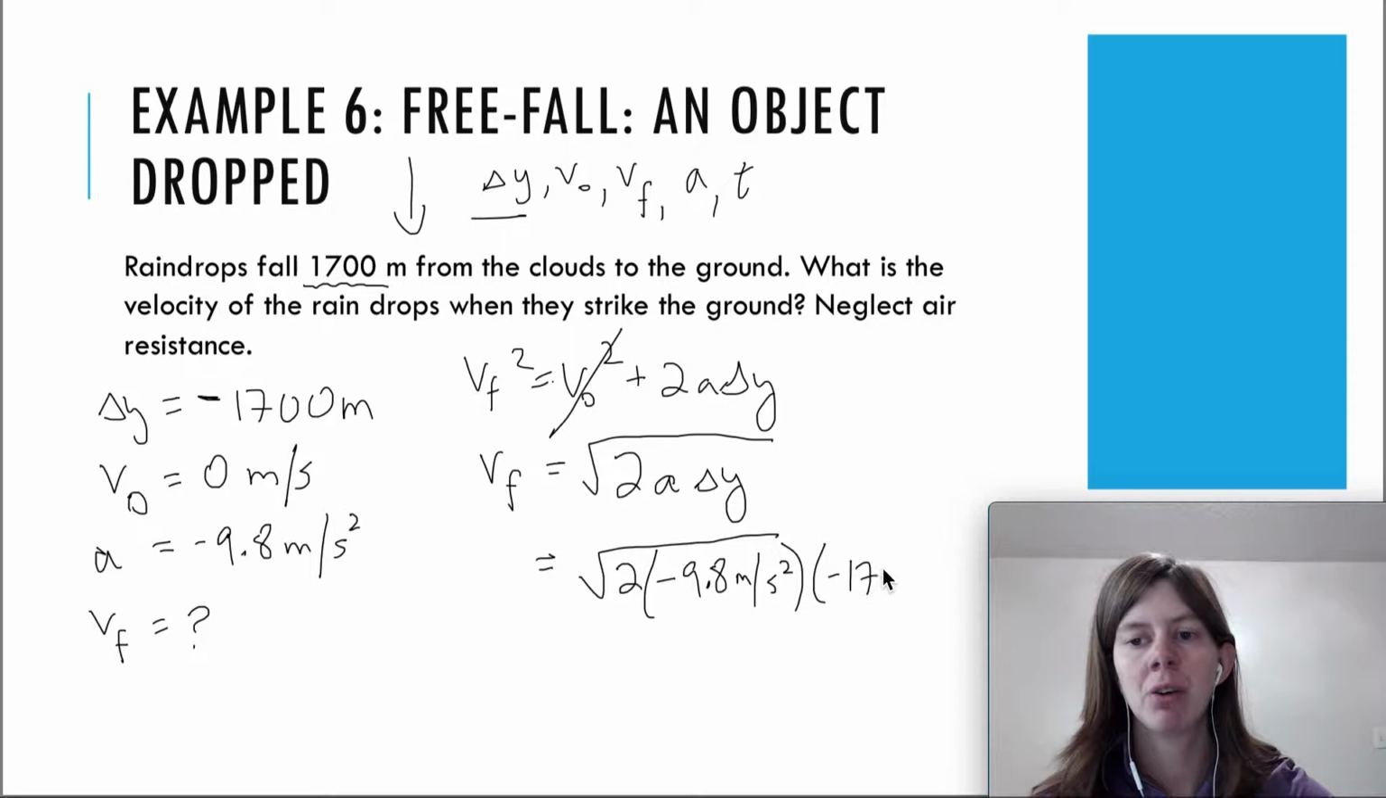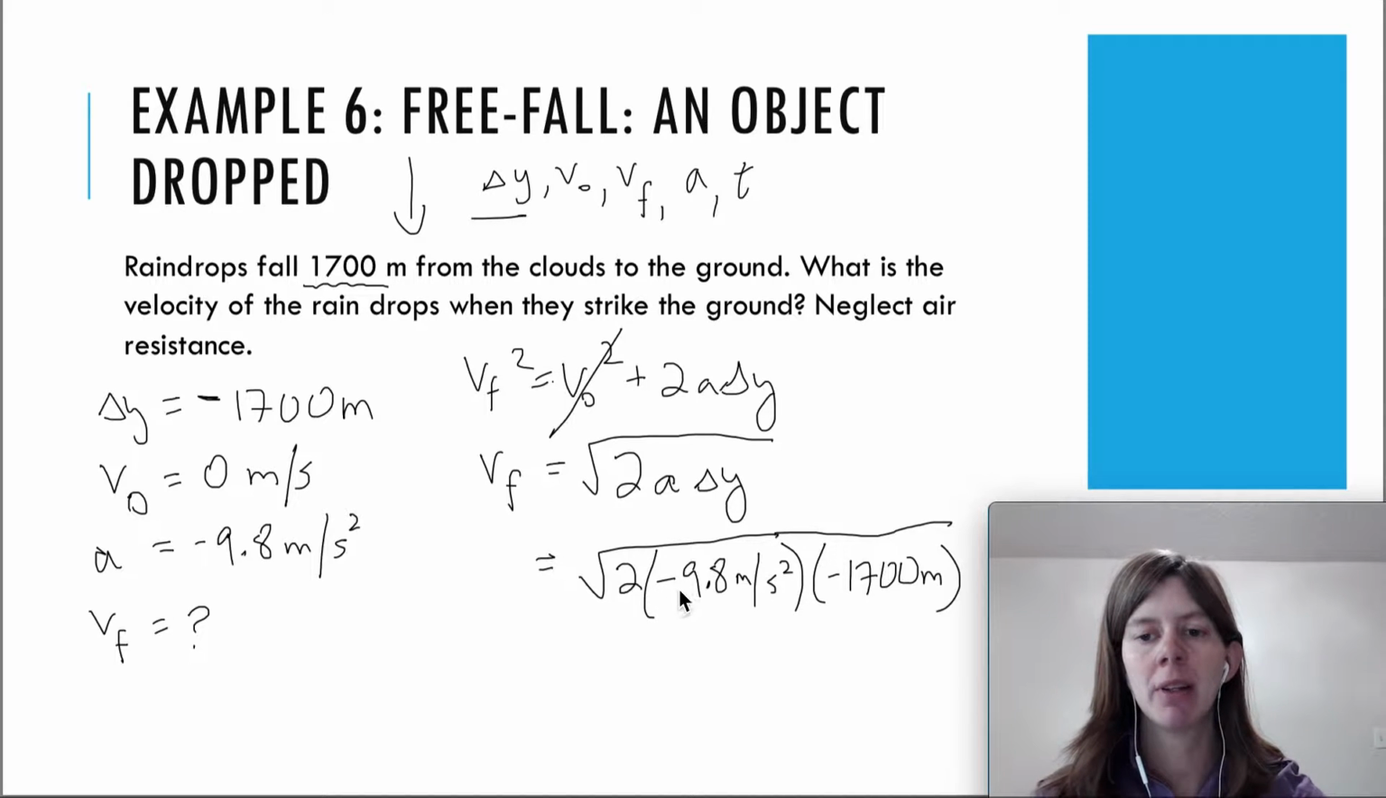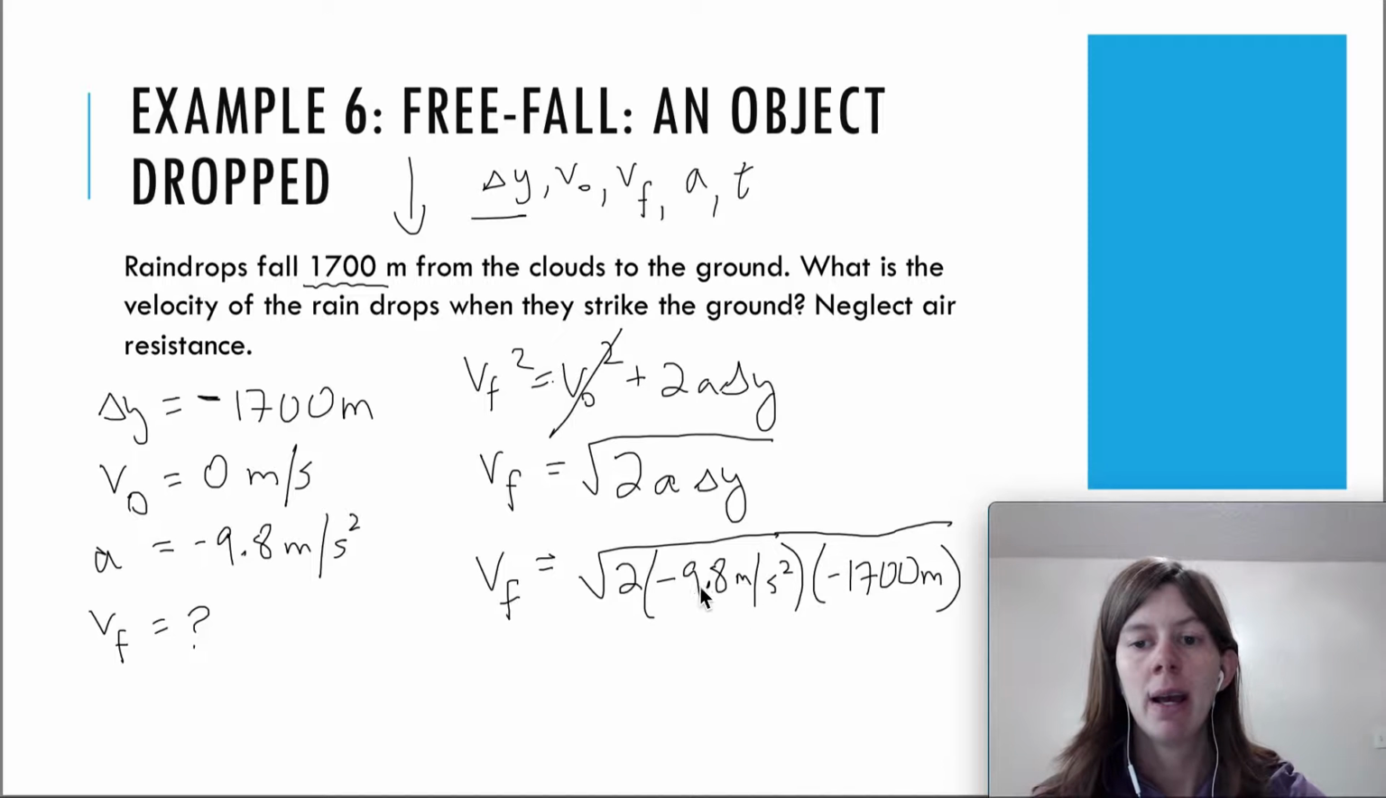is negative 1700 meters. Note that in this case, if you had forgotten to make the delta y negative, but you had the acceleration as negative, then you'd be trying to take the square root of a negative number, and that would make you realize, wait a second, something is off. Let me go back to my givens and make sure I wrote them correctly. Whenever you're trying to take the square root of a negative number, don't just ignore that negative. Go ahead and make sure that you have written down the correct variables, in this case, a negative here, and you see that you actually are taking the square root of a positive number because those two negatives cancel out.